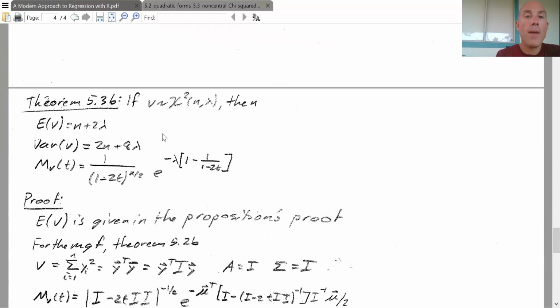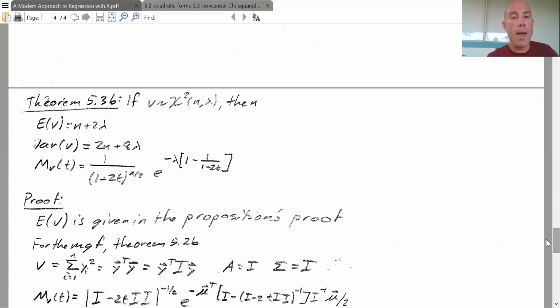All right, now, if V is non-central chi-squared with n degrees of freedom and non-centrality parameter lambda, then the expected value of V is n plus 2 lambda, which we just showed. The variance of V is 2n plus 8 lambda. And here is the moment generating function. The expected value is given a moment ago. Go scroll up a little bit if you want to see it.